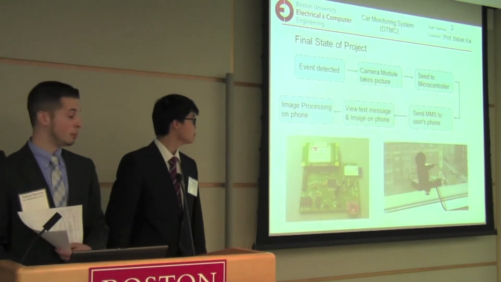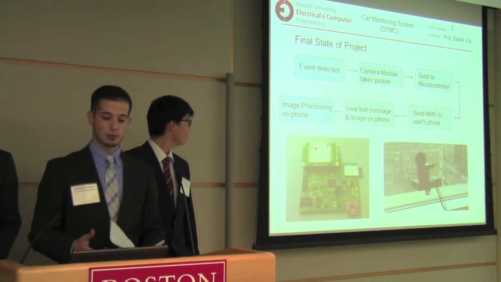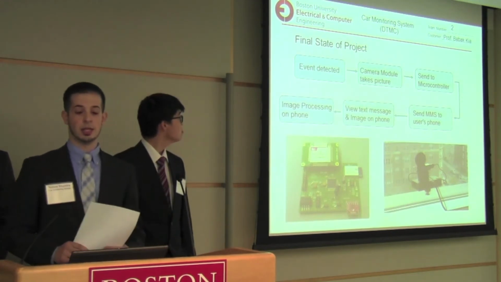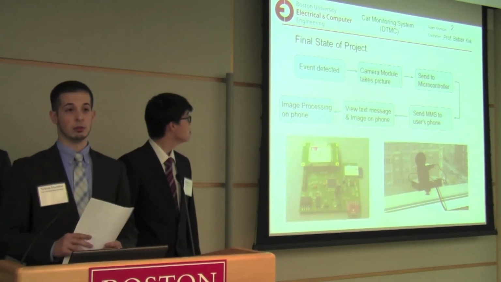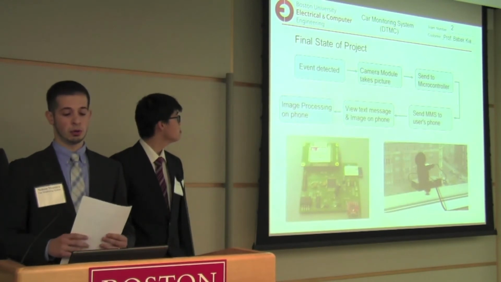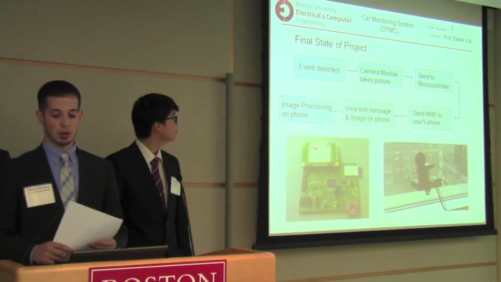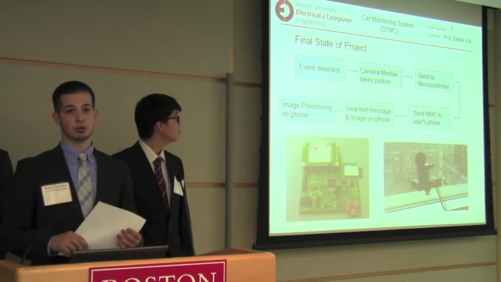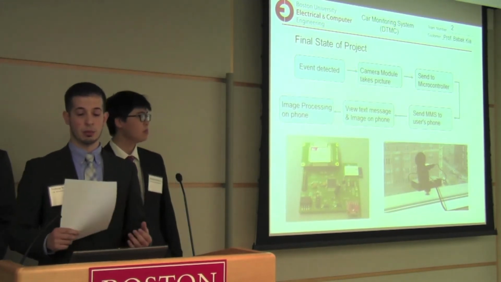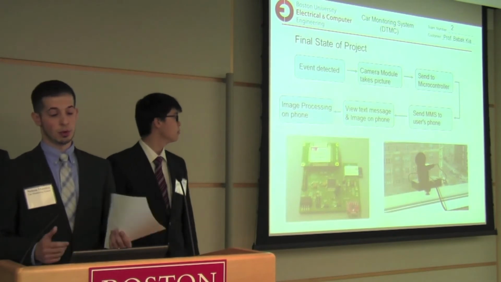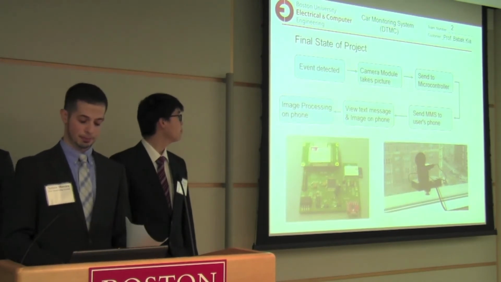Here's a little flow chart of the events that take place. First, an event is detected. We then send a character to the Raspberry Pi indicating that we should record a video or take a picture. This picture or video is sent back to the microcontroller. From the microcontroller, it is sent to the user's phone via a multimedia message, and then we can do further image processing on the Android app.